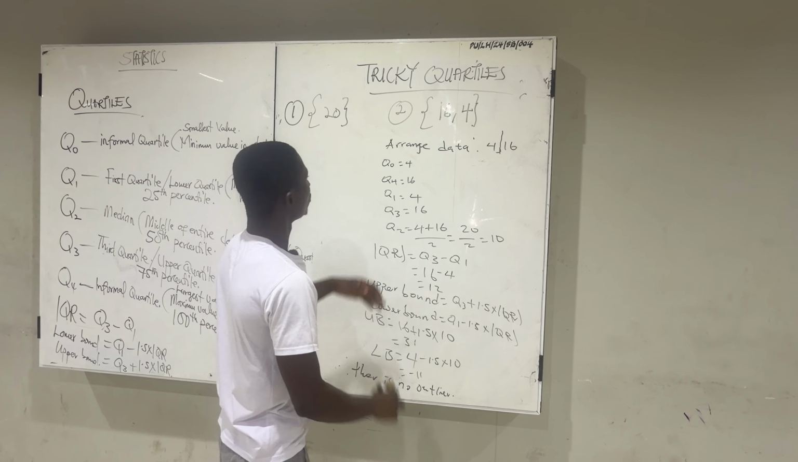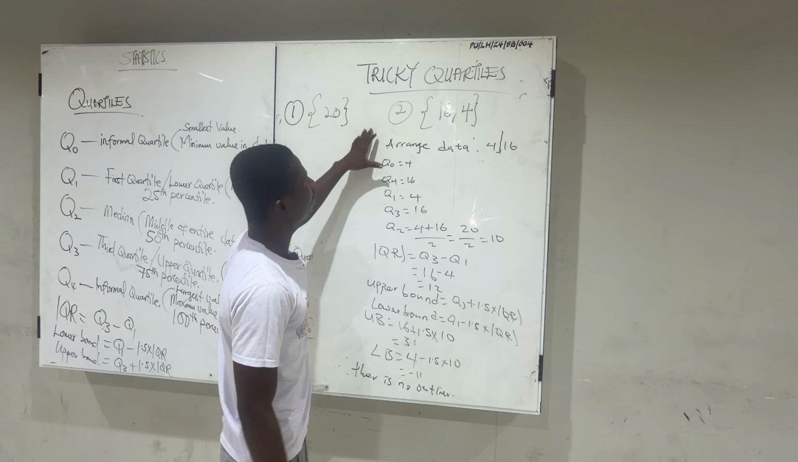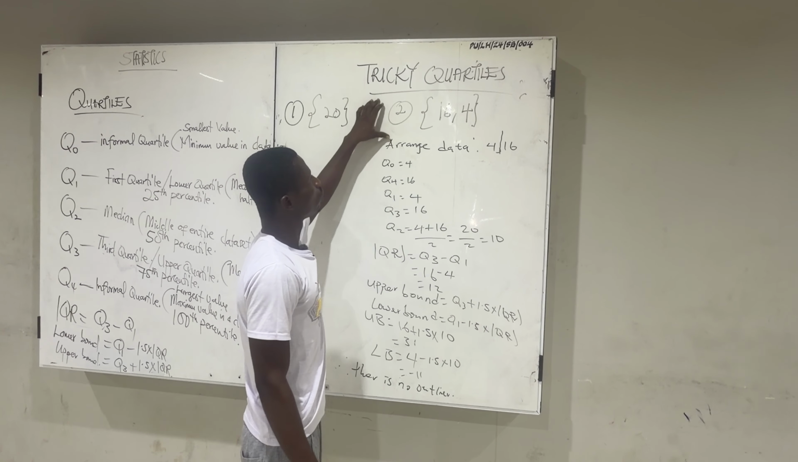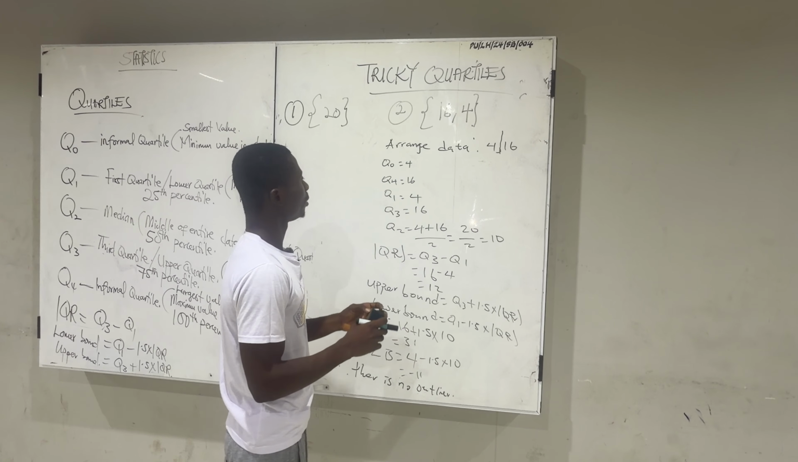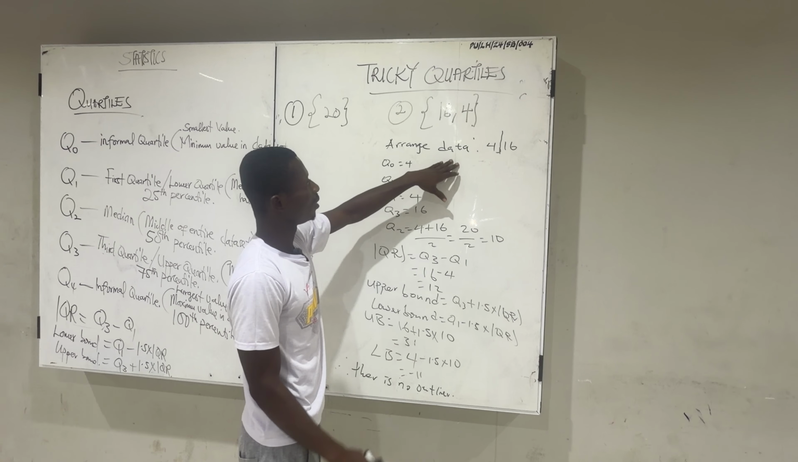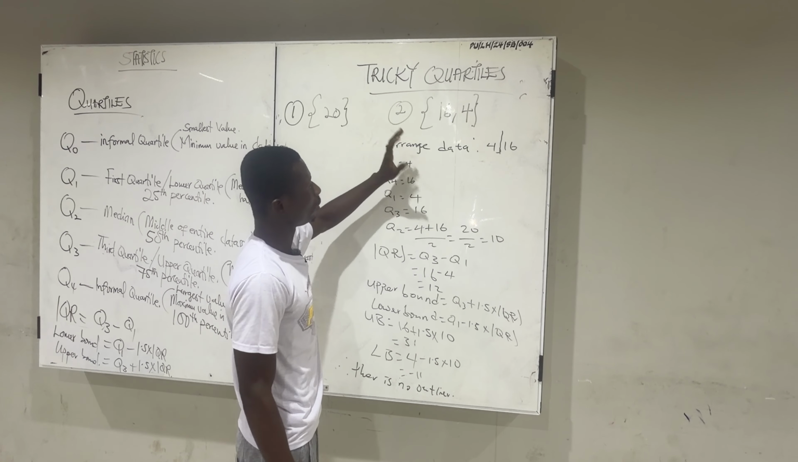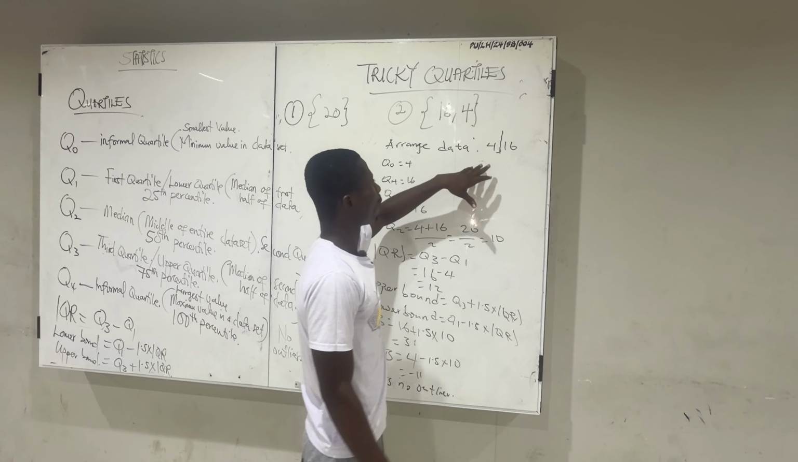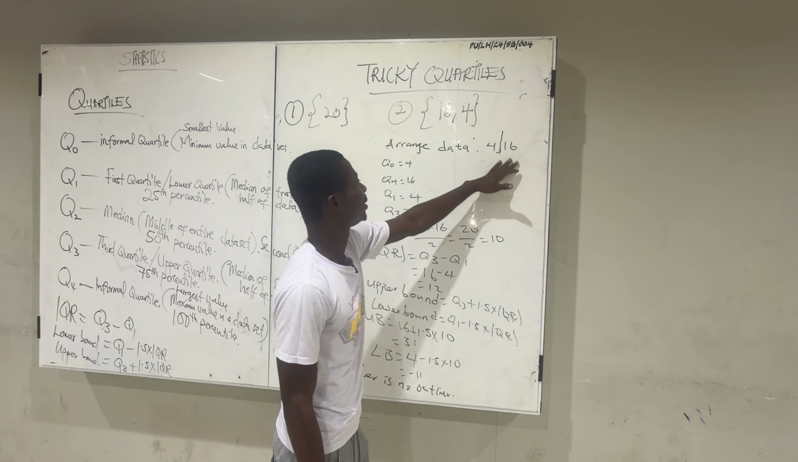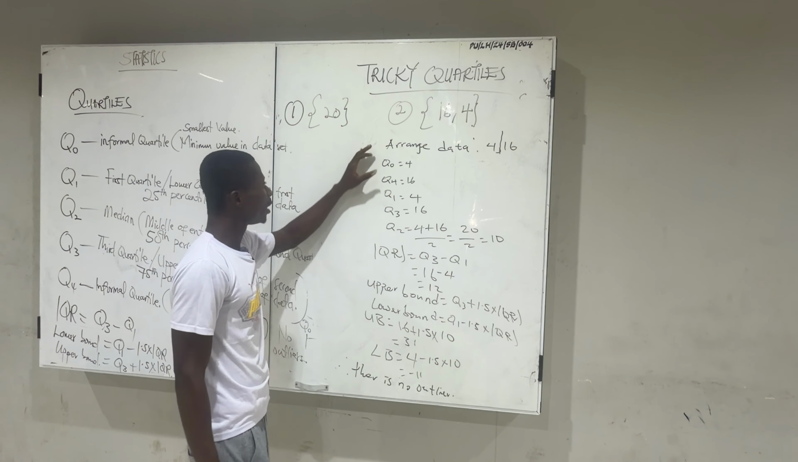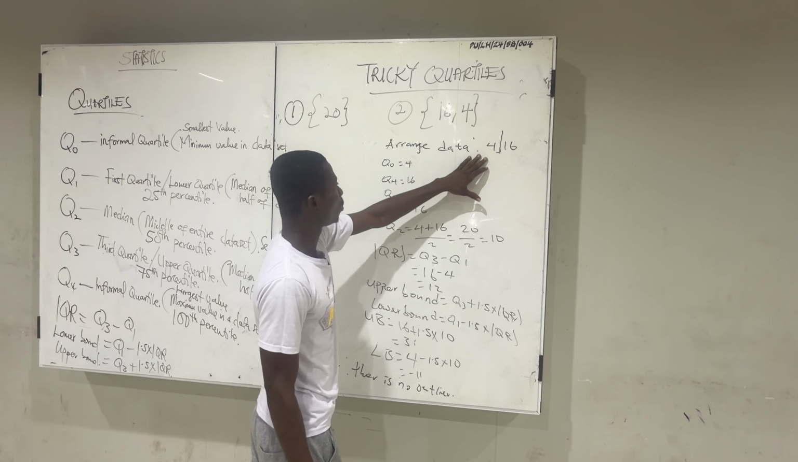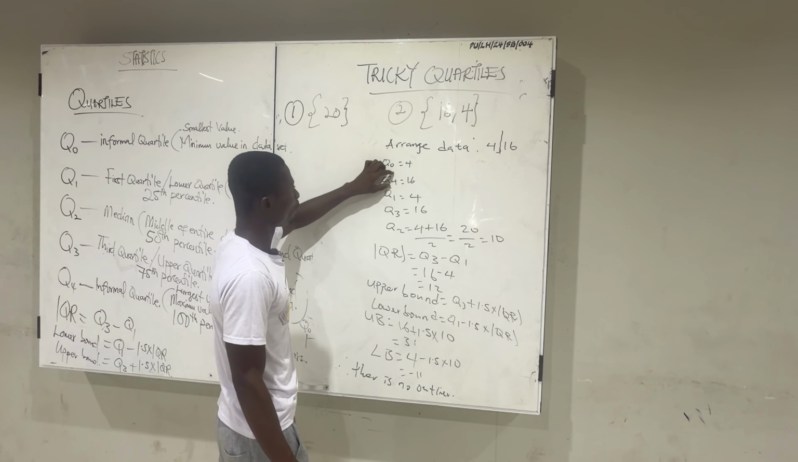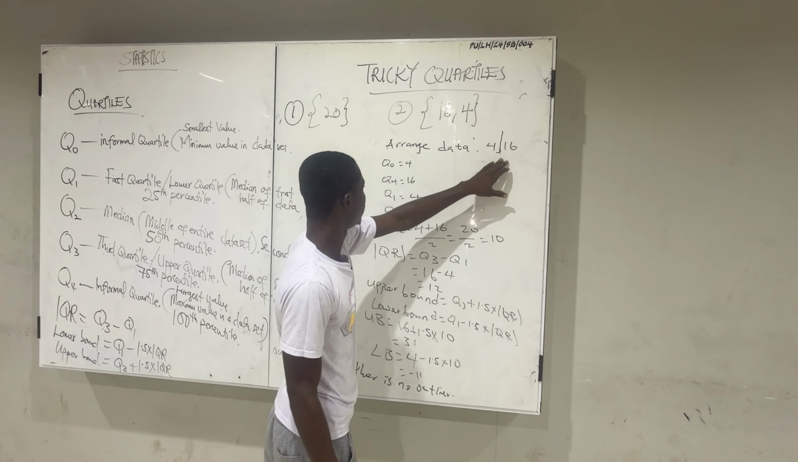Okay. Let me go over this again. When we are given two values for you to find the quartiles, first of all, the procedure is you arrange the data in ascending order. So here we have 4 and 16. Our 4 comes first, then followed by our 16. Then in determining the Q0, here our Q0 is 4. Then our Q4, which is the upper value, is 16.